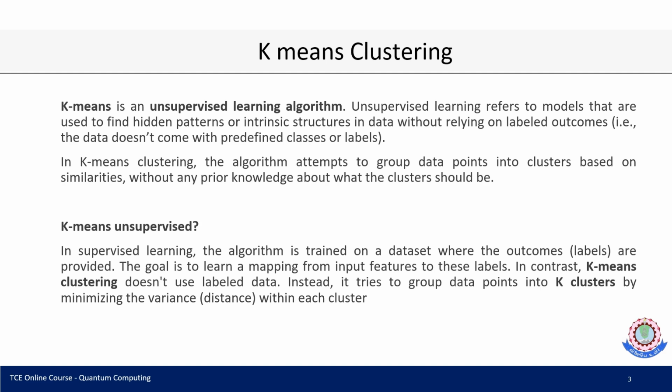What makes k-means an unsupervised algorithm? In a supervised learning algorithm, the algorithm is trained on a dataset where the outcomes are provided. The goal is to learn a mapping from the input features to these labels. In contrast, k-means clustering does not use any labels. We group all the data points into k clusters to minimize the variance within each cluster. This algorithm is very important for real-time applications that group related articles, for example when a user is searching for a similar book.